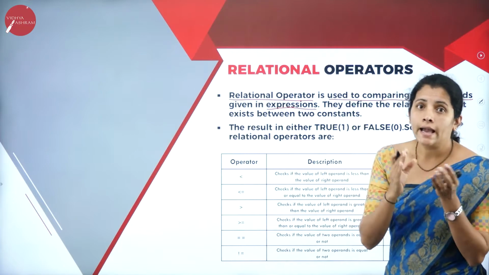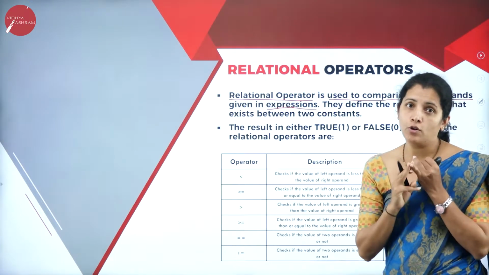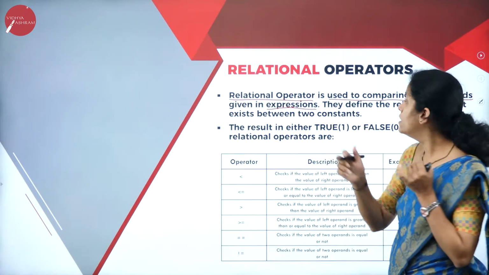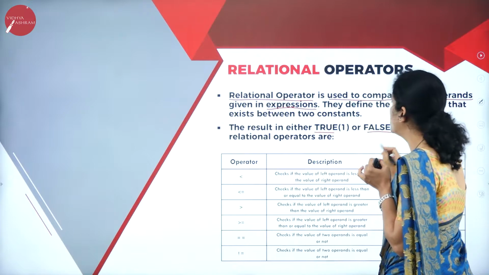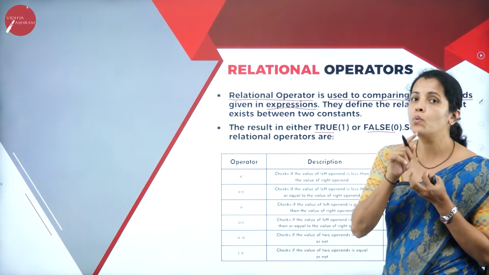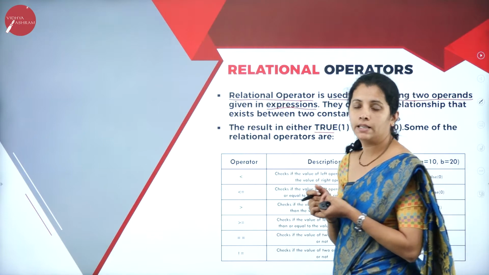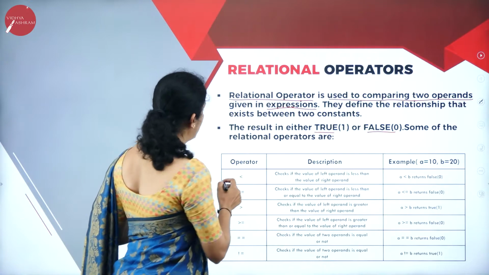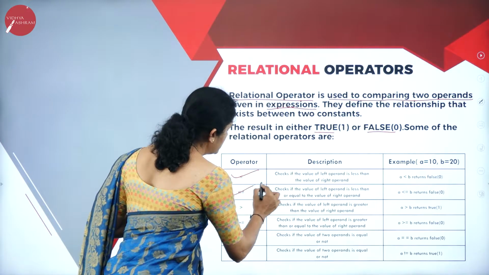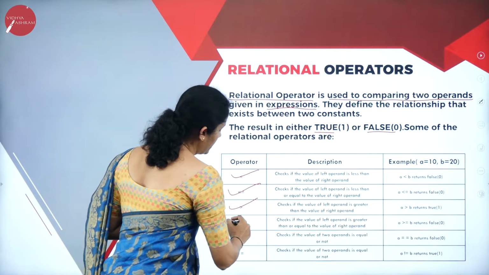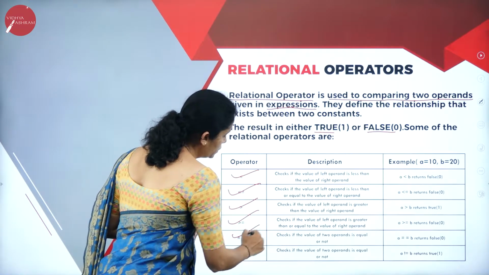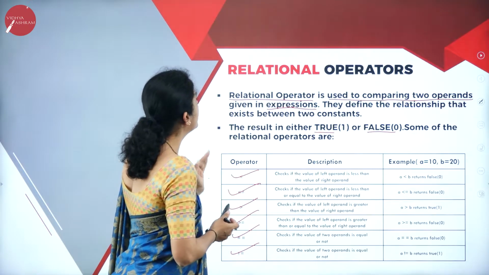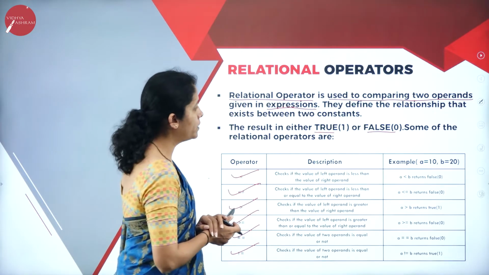So here I can get two possibilities. So what is the possibility here? That is nothing but the result. That is true and false. So here true is nothing but 1 and false is nothing but 0. And what are the relational operators I'm going to have? That is less than, less than or equal to, greater than, greater than or equal to, and not equal to. So these are certain examples for relational operators.